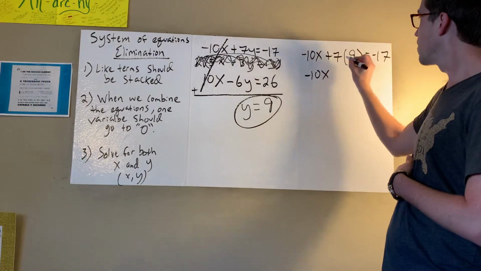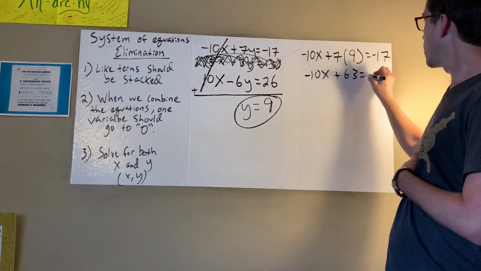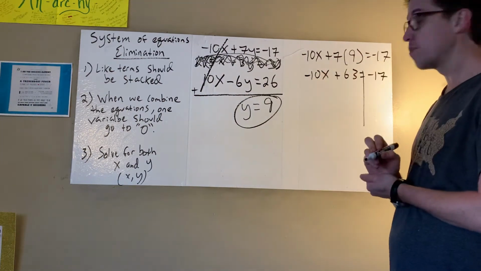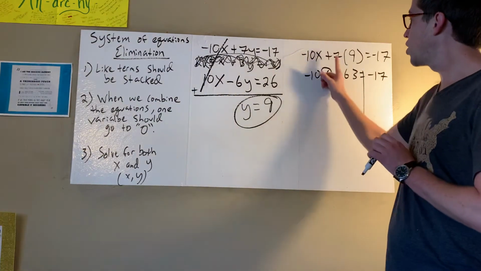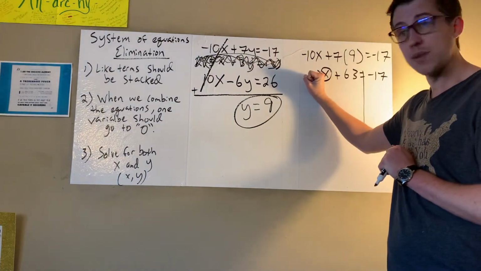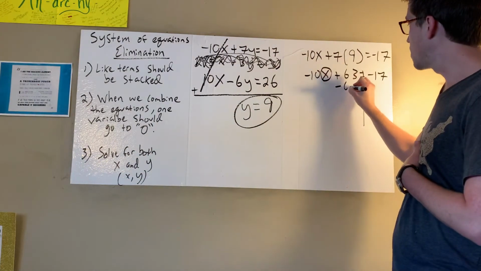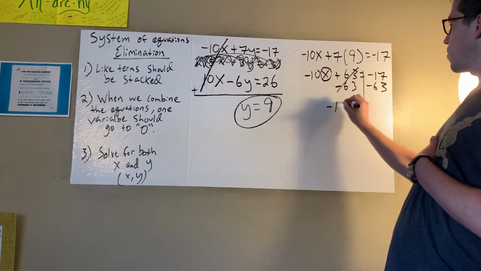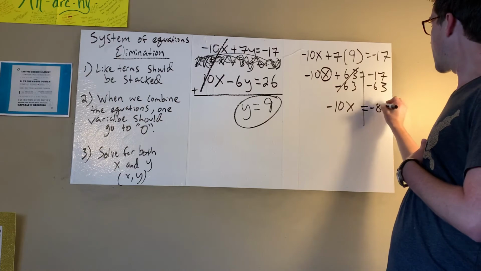So right here, 7 times 9 will give us 63 equals negative 17. And now we need to solve for x. So we have this closer number, negative 10x. We always save the close number for the end. And the farther away number, 63. We'll do the opposite by subtracting 63 from each side. So we'll end up with negative 10x is equal to negative 80.